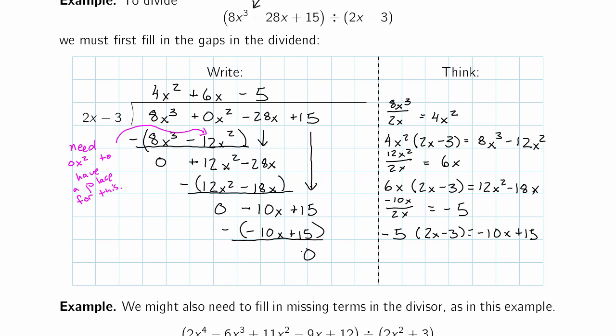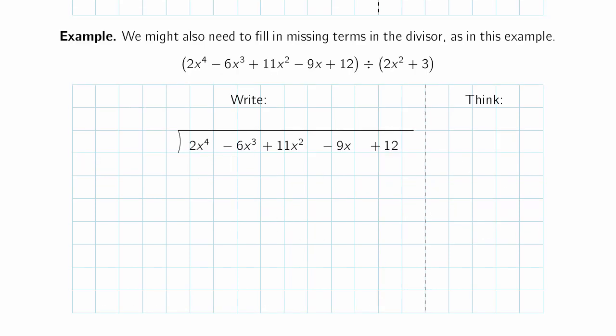Again, the only thing that's different here is that we need to fill in that x squared term. We might also need to fill in missing terms in the divisor. So notice here our divisor 2x squared plus 3 has no x term. Again, in order to make all of our columns line up, we need to fill in a 0x. That way in our multiply step, we'll still be able to line things up.